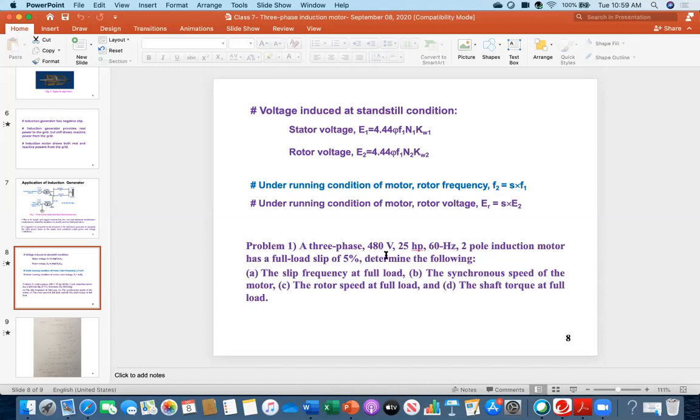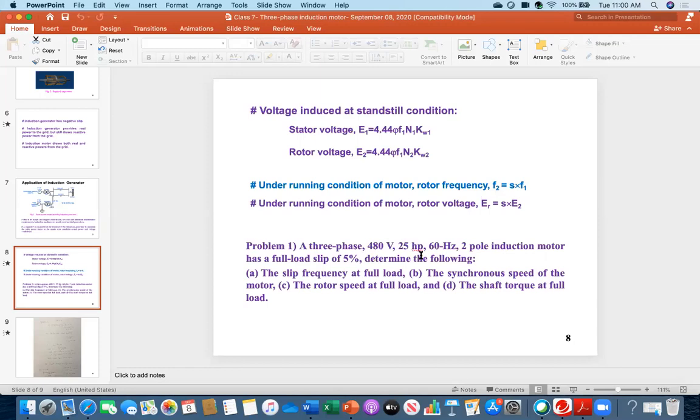So you see how it is expressed: 480 volt, 3-phase. Everybody keep in mind, this rating is definitely the RMS value and it is the line to line voltage. Unless the problem says this is the phase to neutral or phase voltage, by default everybody will assume that this is the line to line voltage. This is the standard practice, the standard rule to express the rating of the induction motor.